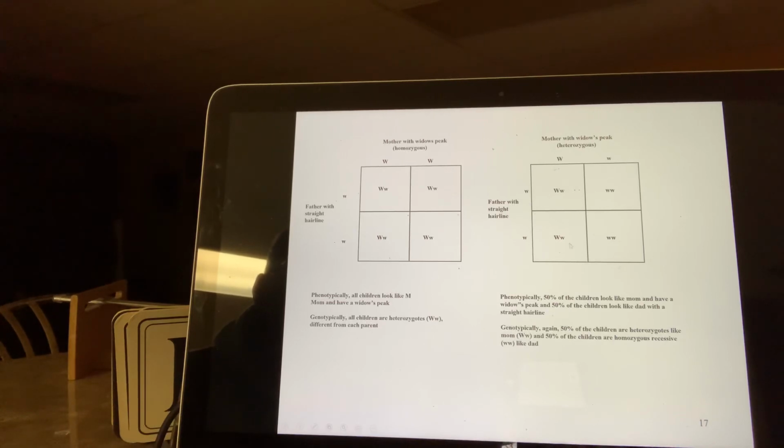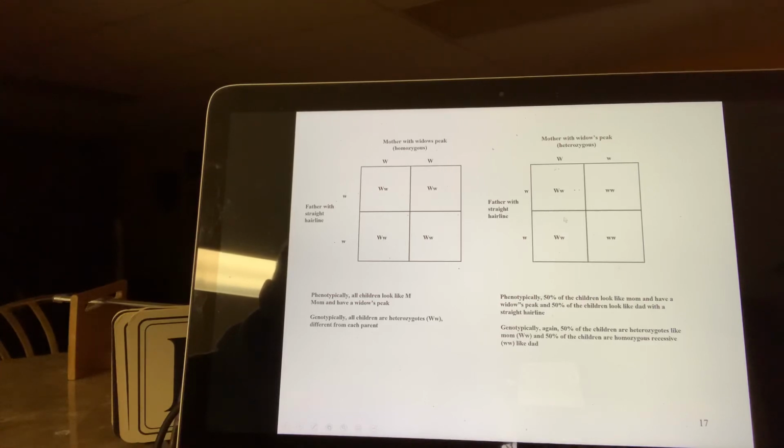So if each one of these represents 25% of their children, and these 2 are the same, and these 2 are the same, then 50% of their children will phenotypically look like their father and have a straight hairline because they'll have 2 recessive alleles.